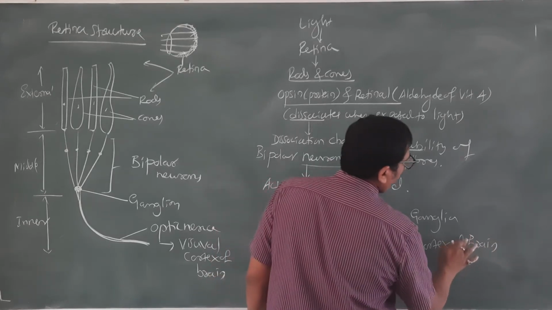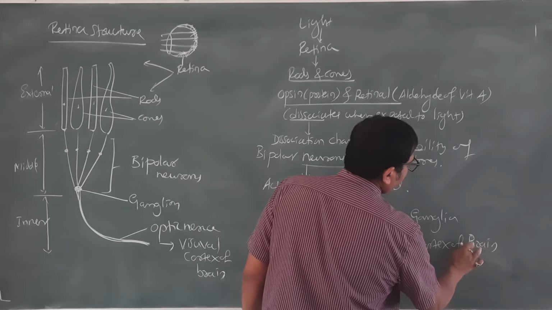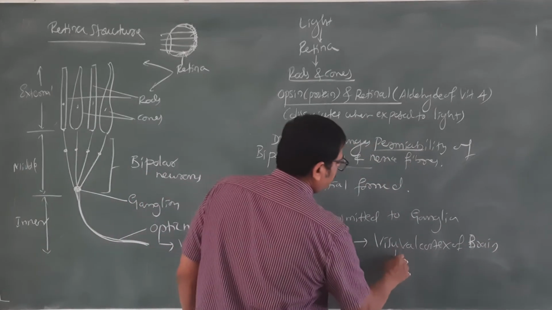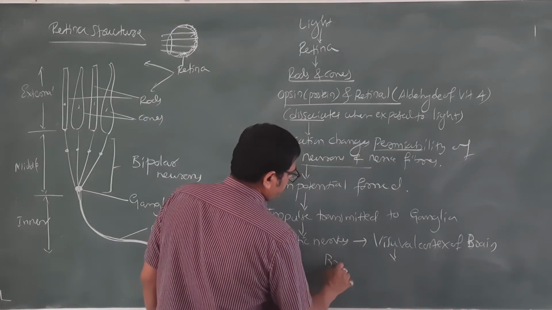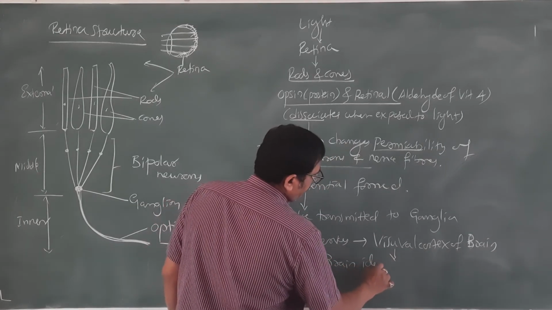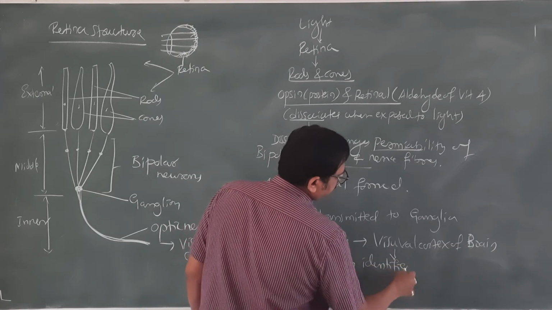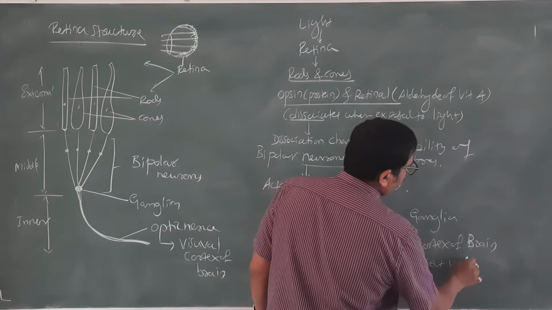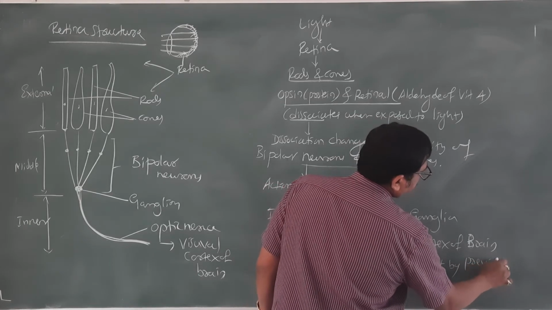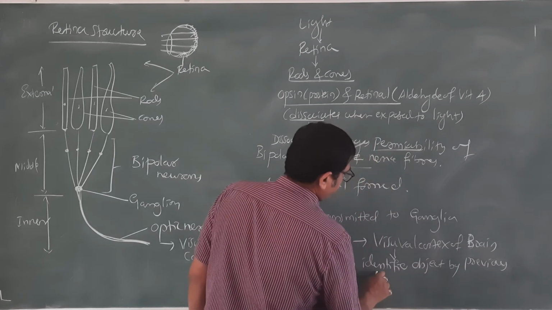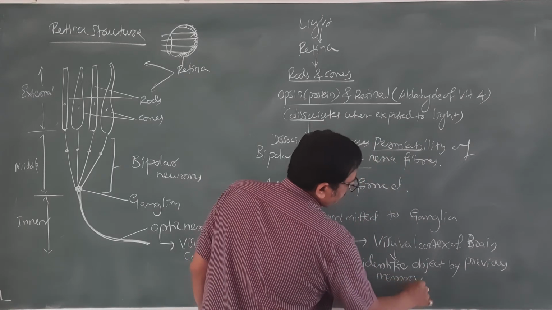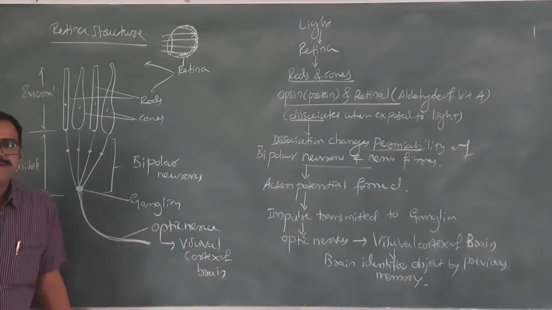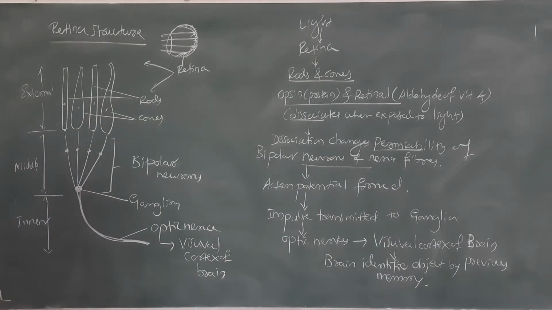Now the brain will analyze these image signals. The brain identifies the object by previous memory. This is a very simple mechanism of image formation and detection.